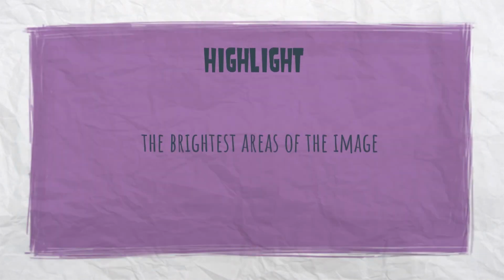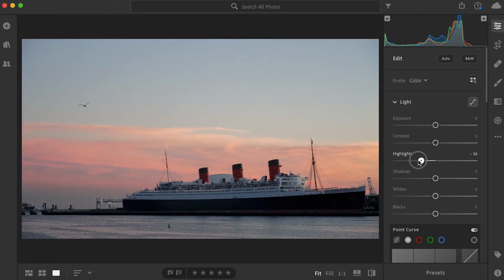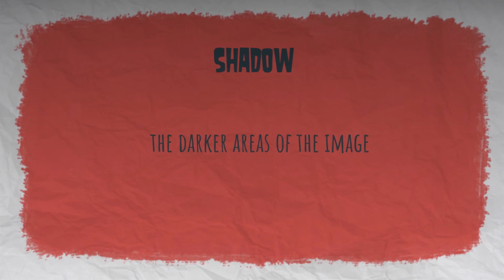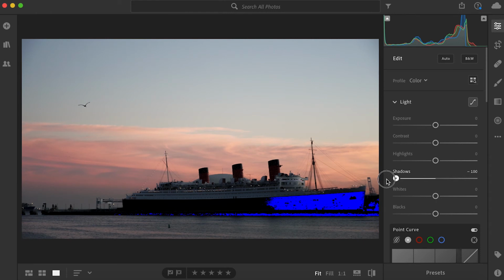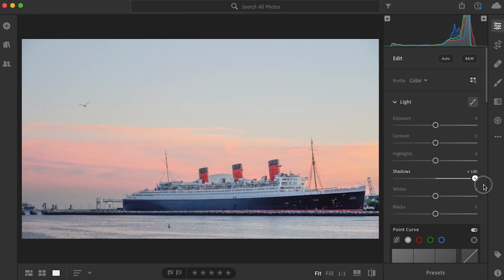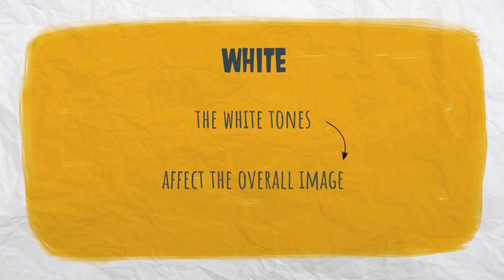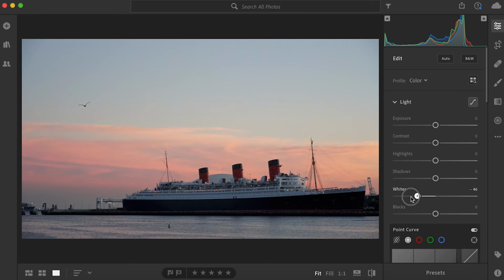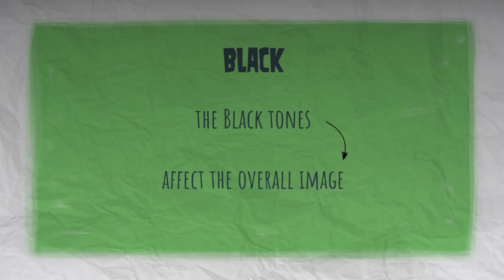Highlights only affect the brightest area of the image by making them darker or brighter when you move it to the left or right respectively. You can use it to bring back lost detail in these areas. The shadow slider affects only the darkest area. It is useful for recovering details in the shadows, sliding to the right, or making them darker when you slide it to the left. By moving the white slider to the right, you can make the white tones brighter and wider. Unlike highlights, that affects only the brightest pixels, this too affects the overall image. The black slider adjusts the black point of the image.